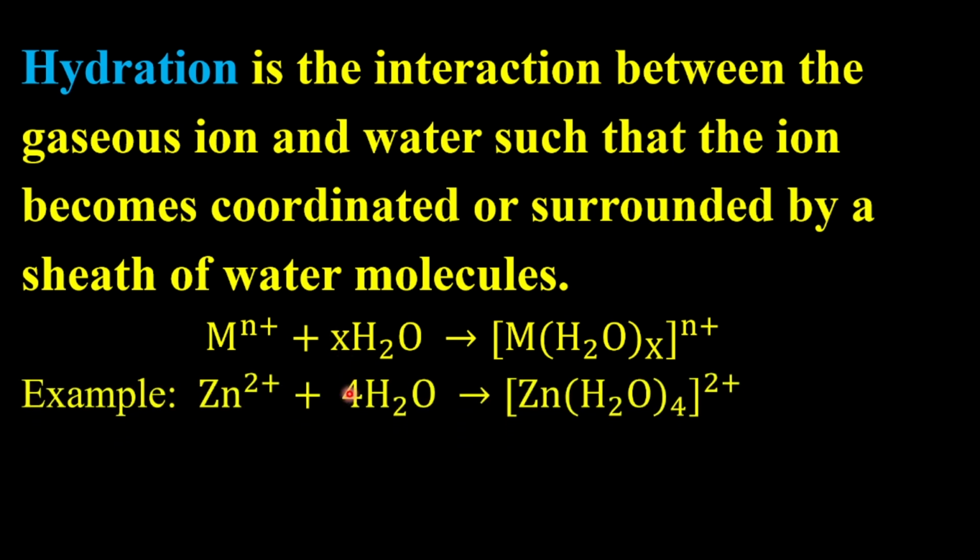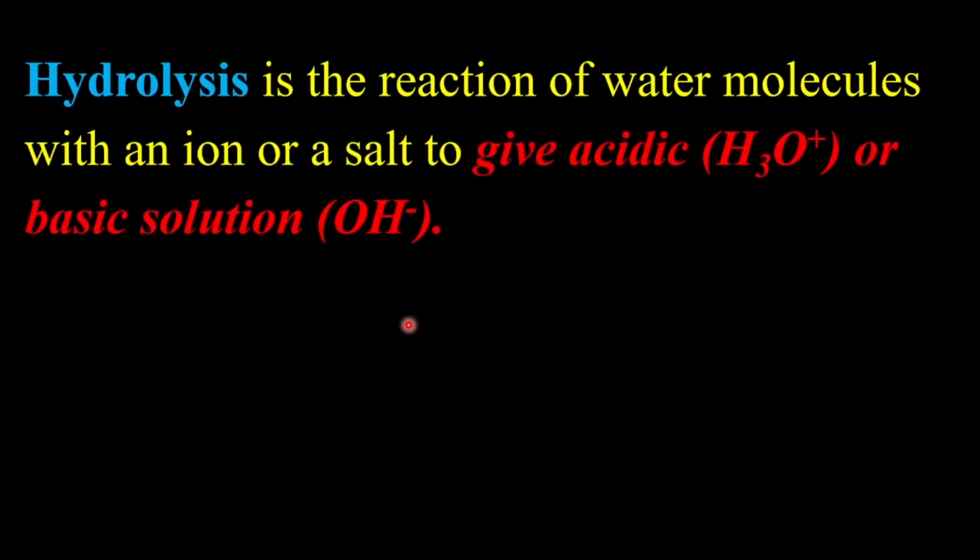Now let's look at a typical example. So we have Zn2+ plus 4 moles of water, giving us Zn into bracket H2O bracket close 4, raised to the power 2+. So that means that we have the ion, which is the zinc here, which is coordinated or surrounded by water molecules, and that is what we call hydration.